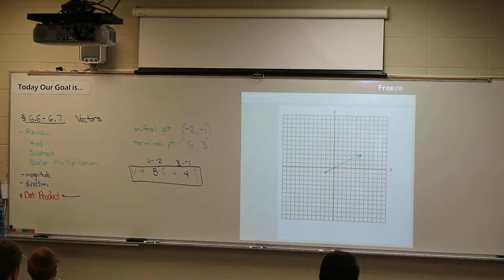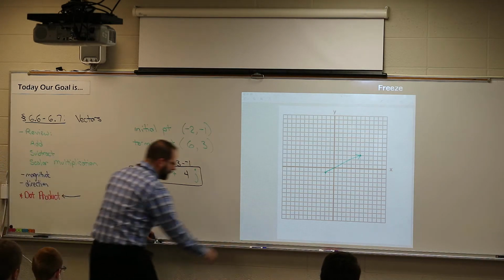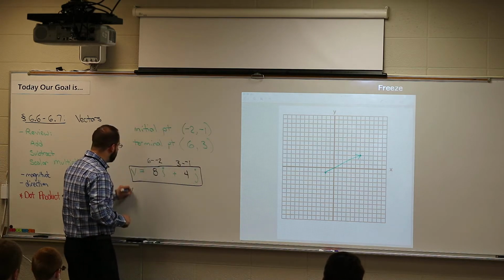Okay, questions with initial, terminal, that type of thing? We could find the magnitude of this thing if you needed to. Magnitude, that's an easy number. Find the magnitude of v.